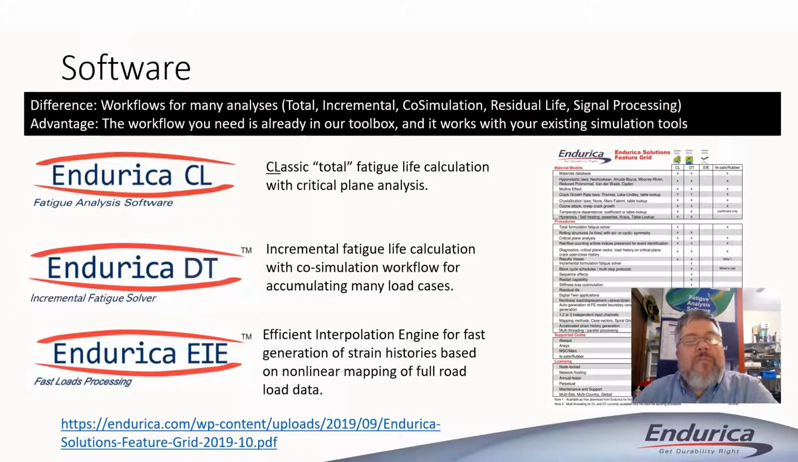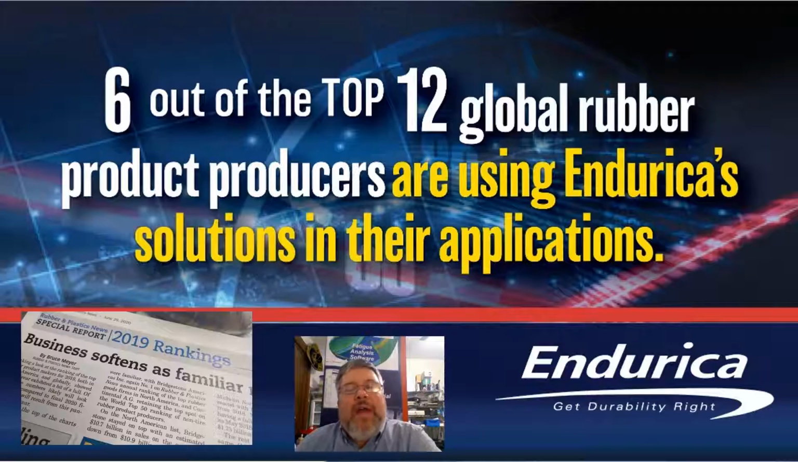Those are the major tools, and of course this is just a very high-level overview. If you want to see a lot more detail on one of the particular features that these codes offer and the workflows that they support, go ahead and follow this link. There's a feature grid here that will unpack all of the different workflows that we can support with these tools. This is why 6 out of the top 12 global rubber product companies are using Endurica solutions in their applications.